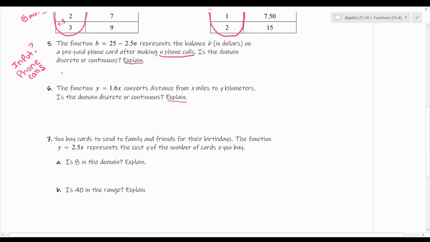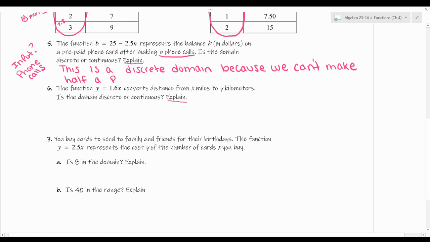So we would say, this is a discrete domain because we can't make half a phone call. Period.